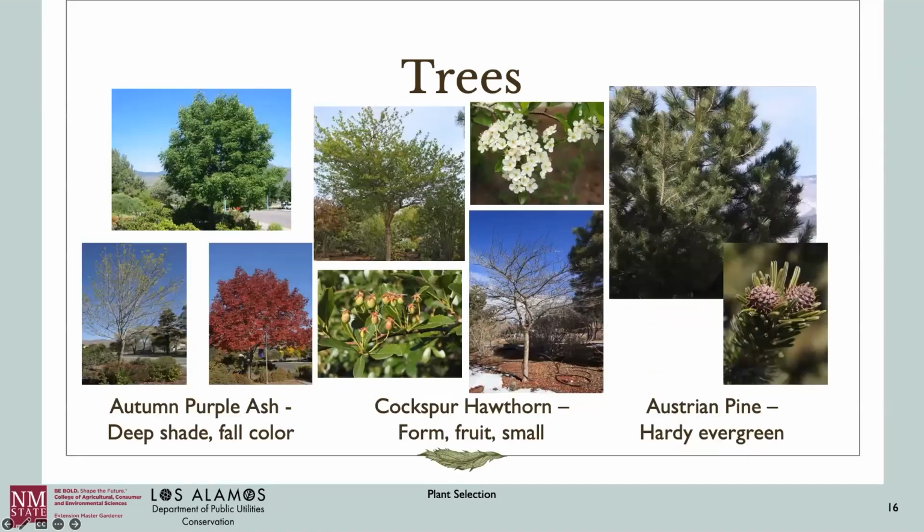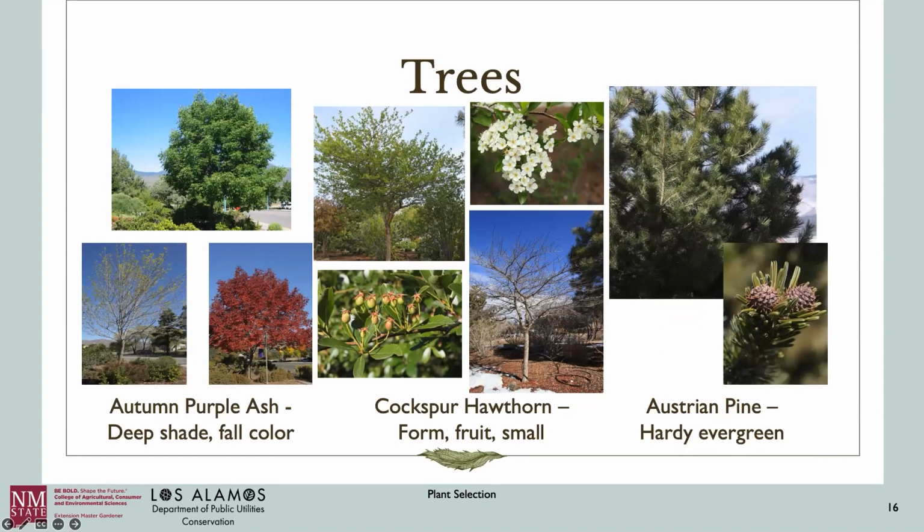All right, here are 3 of my favorite trees from the demo garden. The first is autumn purple ash, which has nice shade. It's what you expect out of a deciduous tree, has beautiful fall color. And yeah, the leaves fall off in the fall.